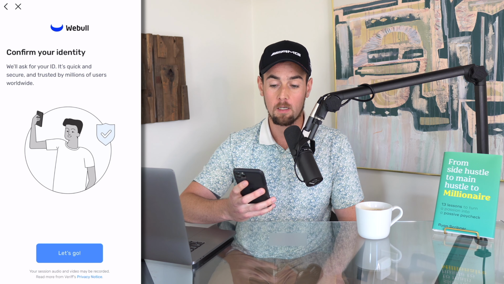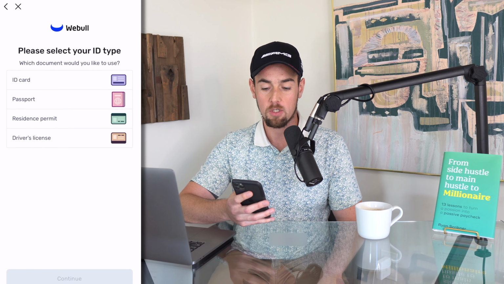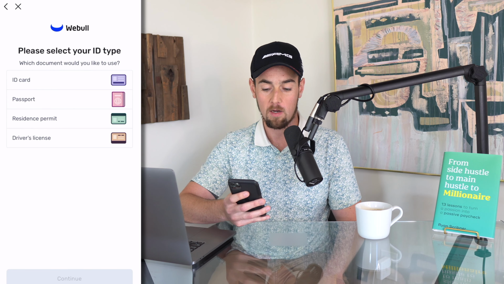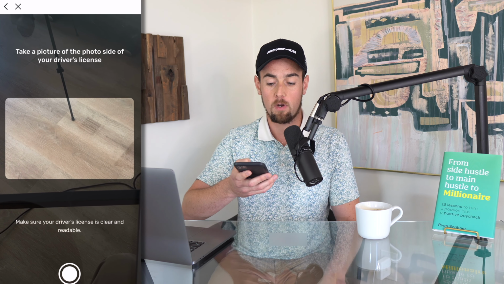We're going to start by clicking on let's go. And at this point, we choose the type of identification. In this case, I'm going to be using a driver's license. It's going to have us take a picture of the photo side of the driver's license.